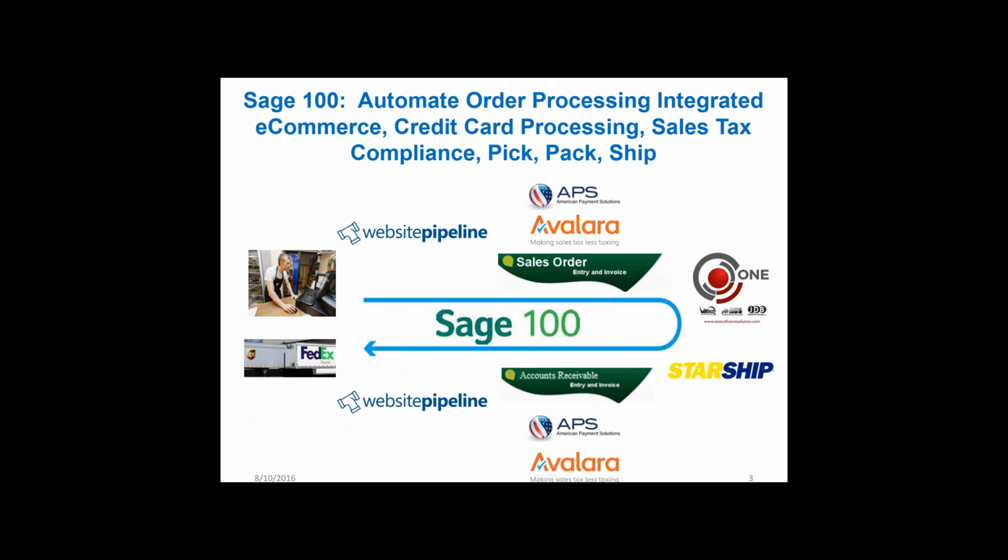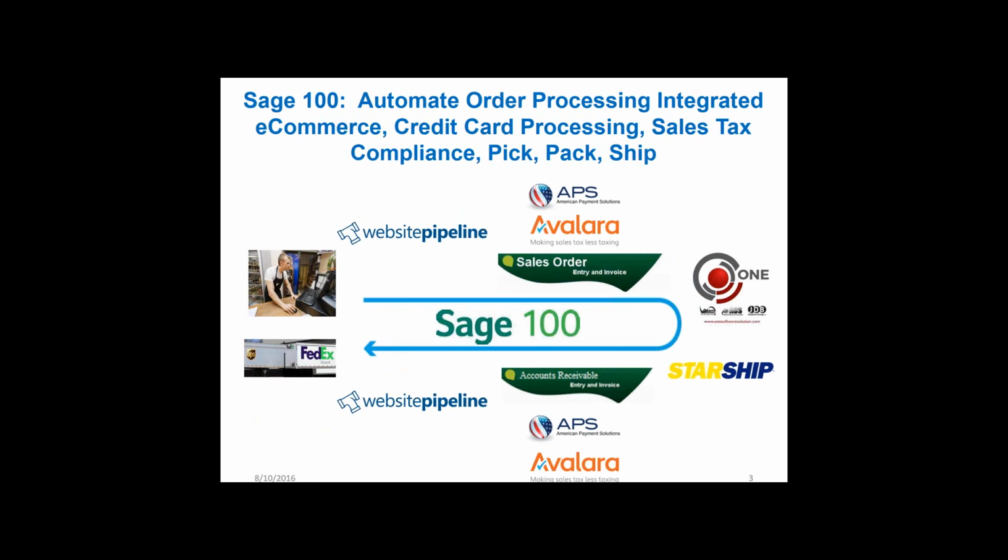And then Starship automatically updates accounts receivable so that you can go ahead and bill and invoice the customer because the product is shipped. Then APS can process the credit card, and Avalara can make sure any extra sales tax charges that came from the shipment are also applied.